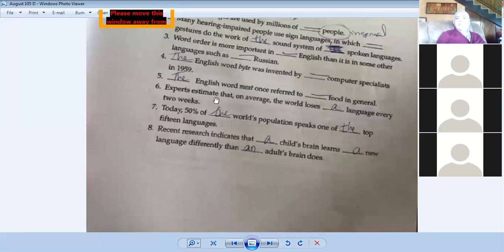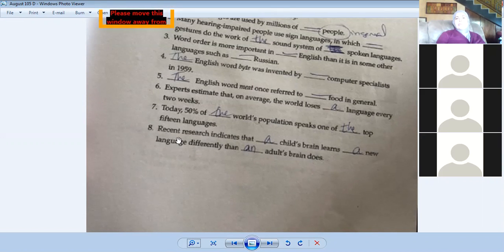Today, 50% what? Of the world's population, so specific population, speaks one of the top 15 languages. We're talking about specific languages here. So the top 15, we're talking about specific languages among all languages, all right? So that's why we have the. We say the top, the best sometimes also. This is another thing also to keep in mind.